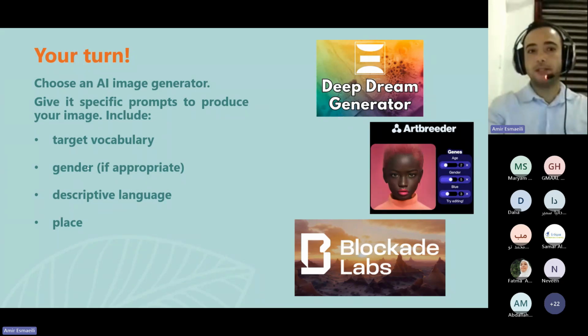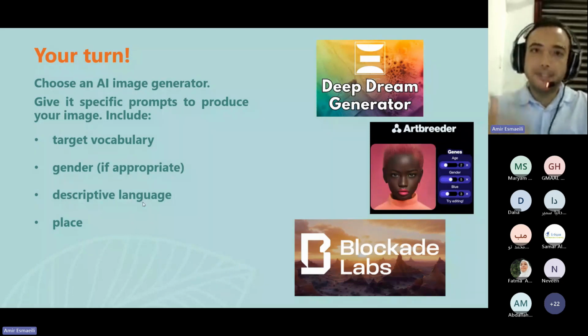If appropriate, sometimes you can say a boy, a girl, or even a group of people. And then this descriptive language is also very important. Give it some more detail, like the one that I did.